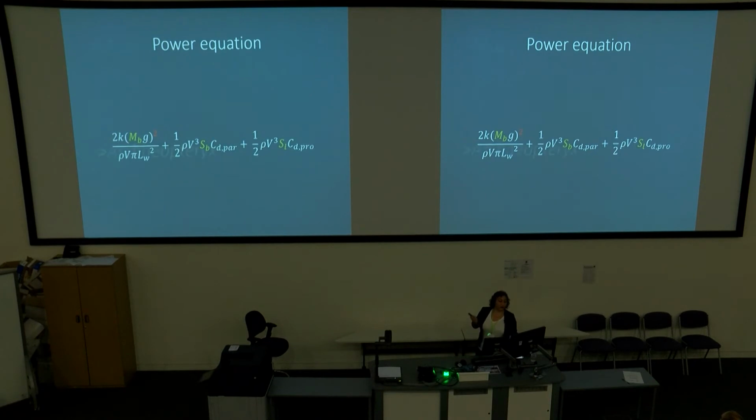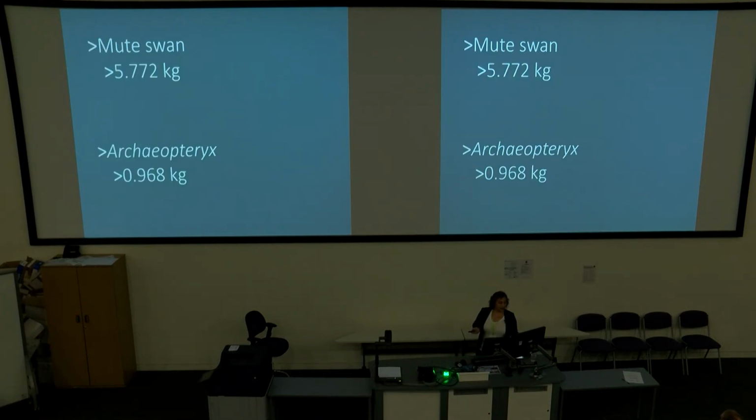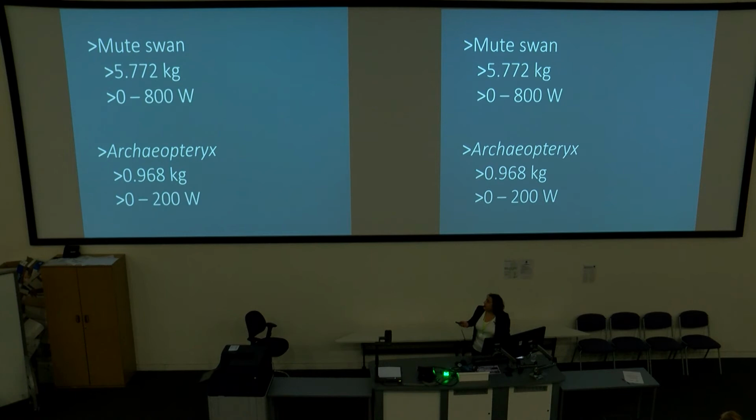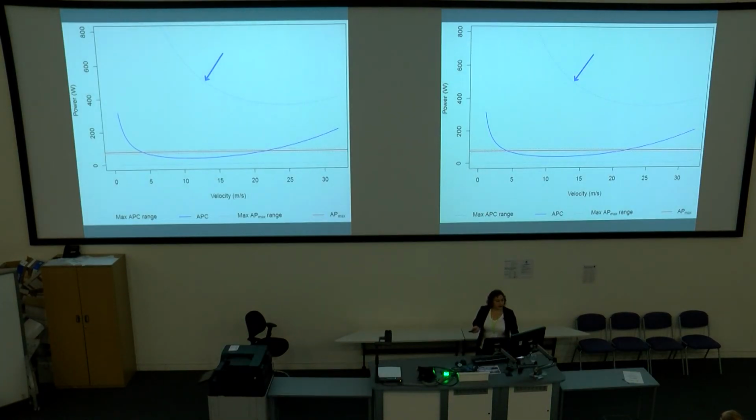And lo and behold, if we compare the weights of the mute swan to the weights of Archaeopteryx, our mute swan weighs well over 5 kilos, whereas the Archaeopteryx barely weighs 1 kilo. And this is reflected in our y-axis limits, which we're going to use as a proxy of the error margin. And basically, this massive difference in body mass is what's causing this line to be all the way up here, so far up ahead of the maximum available power.